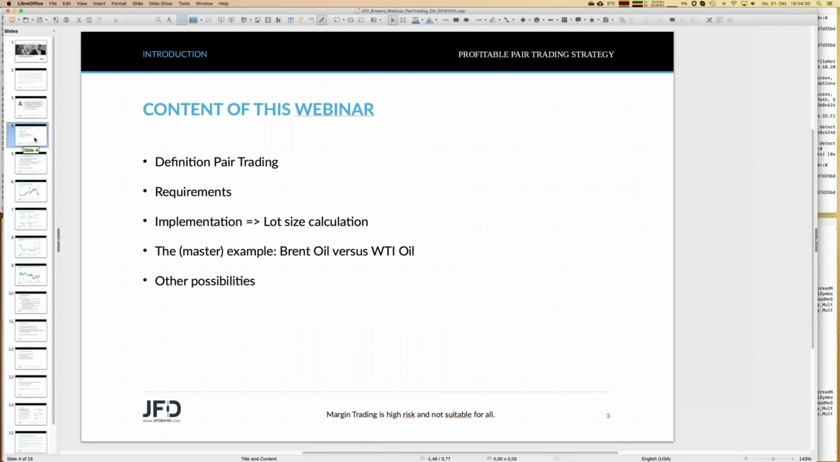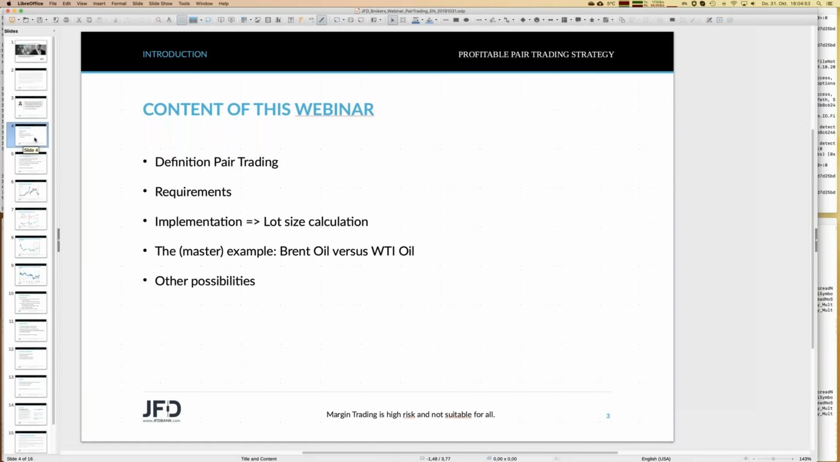What we really need is this one. The definition of pair trading. I will go into more details than mentioned already in my introduction. But then we really have to talk about, let's call it, the requirements for that kind of strategy and what we are really doing. So it's more a description of the trading setup.